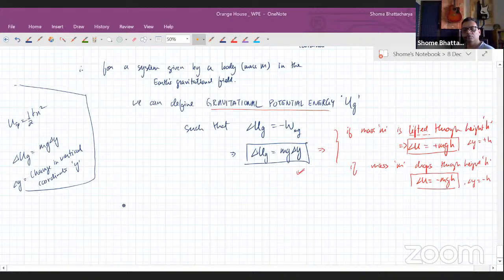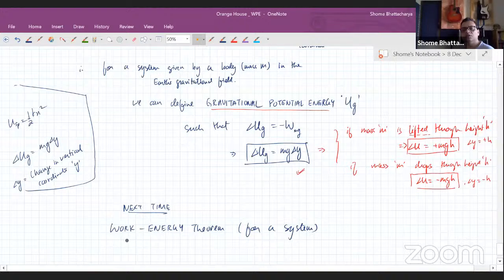Now, next time we will be looking at the further application of this concept of potential energy into what is called the general work energy theorem. Earlier we've seen the work kinetic energy theorem. Now next time we will see the work energy theorem, which is defined for a system. That theorem will say that work done by any external force plus work done by any non-conservative force equals the change in kinetic energy plus the change in potential energy for the system.